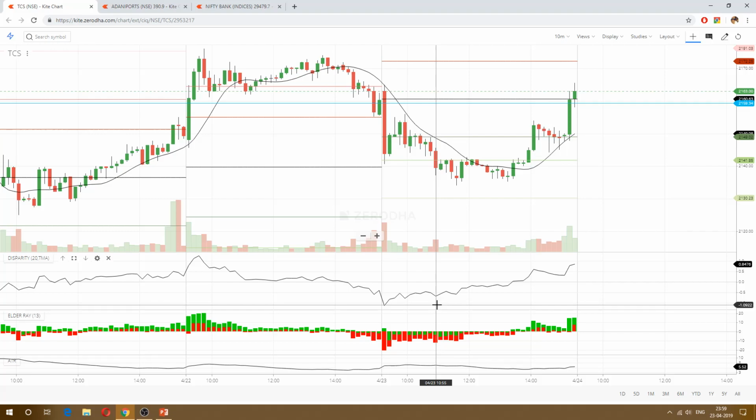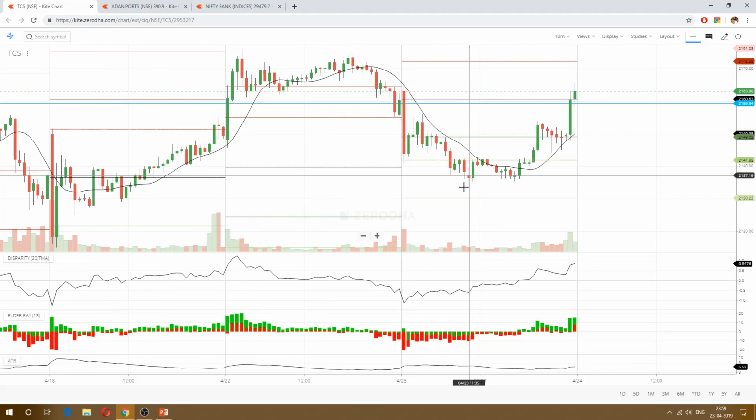So the extreme point of disparity means that's how far the price went, the range it went from our 20 period triangular moving average, since the disparity we are using is 20 period.